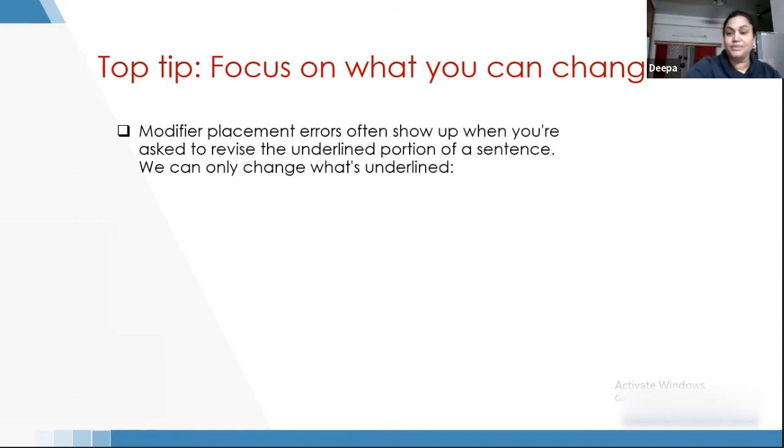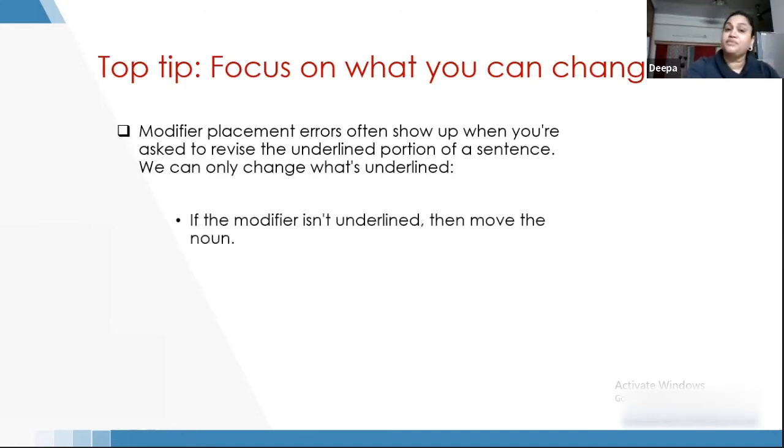Okay, so let's start with this. Modifier placement errors often show up when you are asked to revise the underlined portion of a sentence. We can only change what's underlined. So if you feel the whole sentence is wrong, or most of the sentence is wrong, we cannot help it because we are not looking at that. We are looking at changing whatever is underlined, and within the options that are given to us. So we cannot have an answer that is out of the options. We need to find an answer within the 4 options given to us.